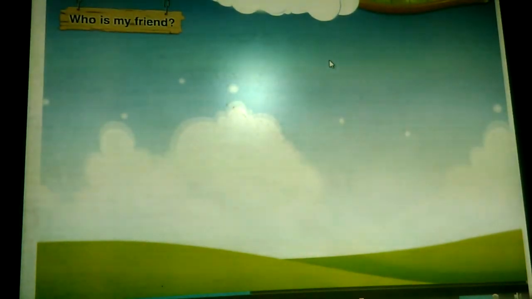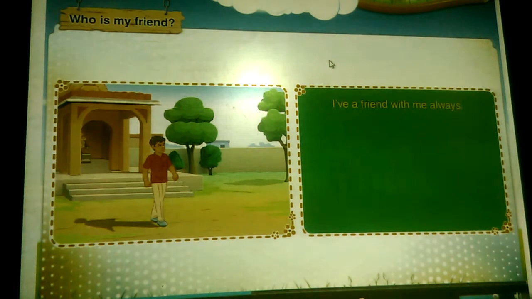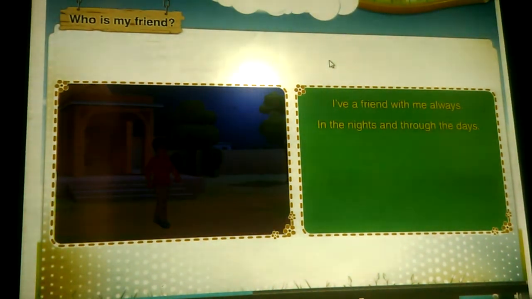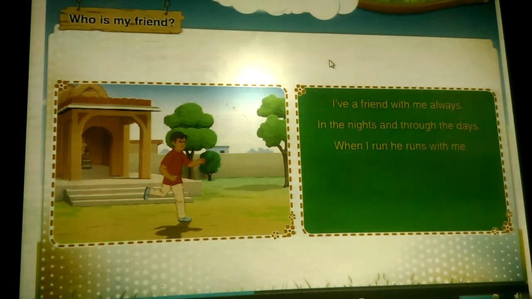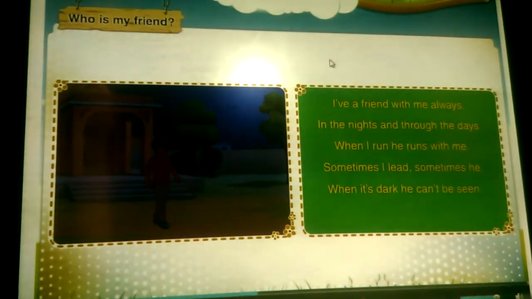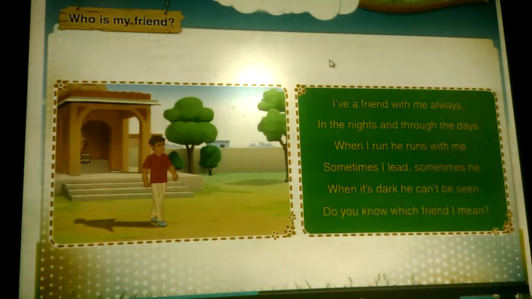Who is my friend? I have a friend with me always, in the nights and through the days. When I run, he runs with me. Sometimes I lead, sometimes he. When it's dark, he can't be seen. Do you know which friend I mean?